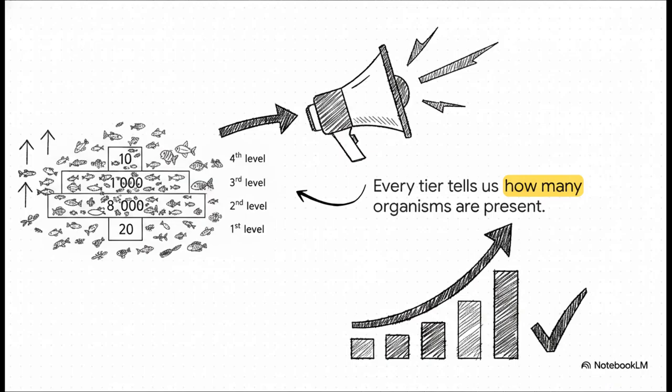So, connecting that definition right back to our original diagram, the evidence links up perfectly. That first level isn't just the number 20, it's 20 individual organisms. The second level, 8,000 individual organisms. The third is 1,000 individuals, and the top is 10 individuals. Every single tier is just plainly telling us how many organisms are hanging out there. The evidence is definitely stacking up in one specific direction.